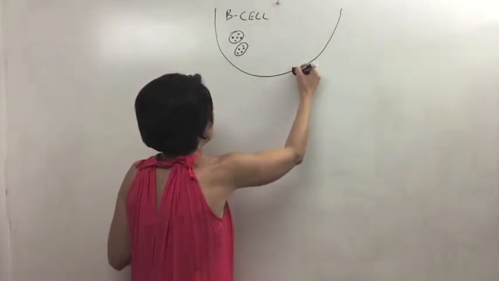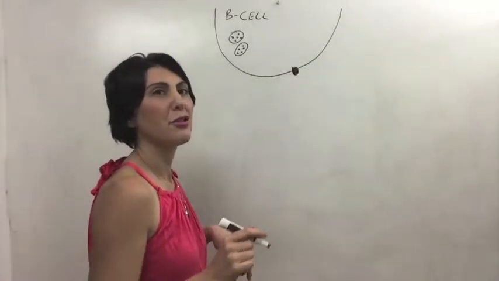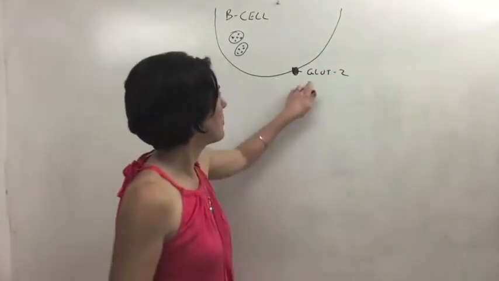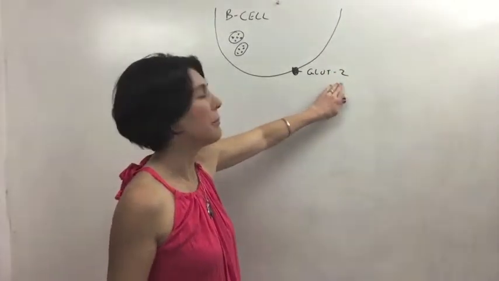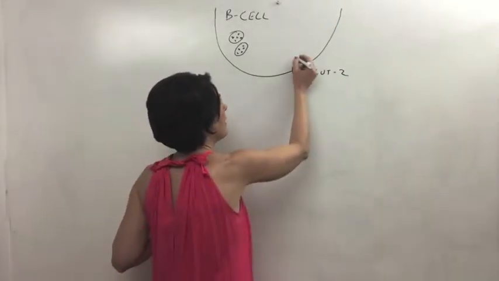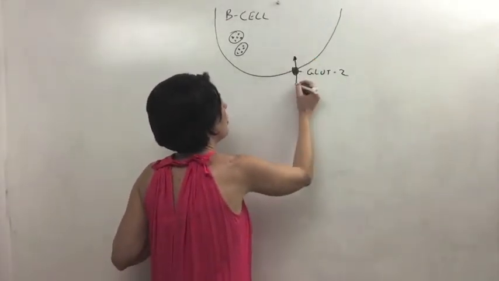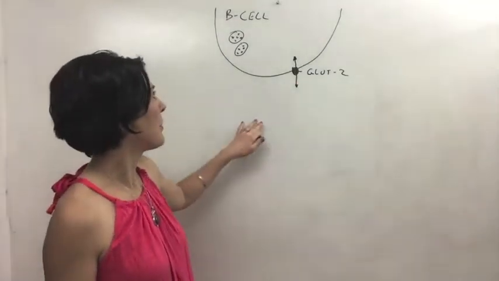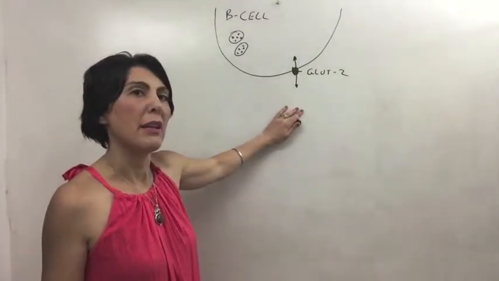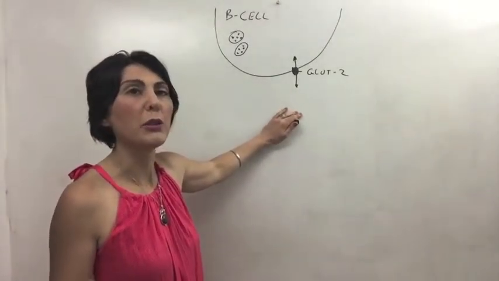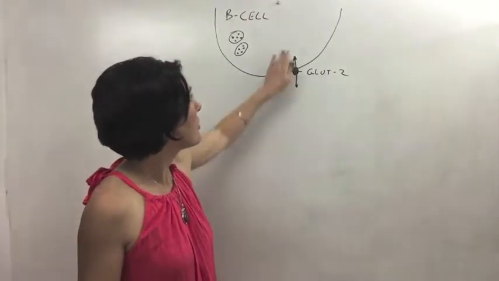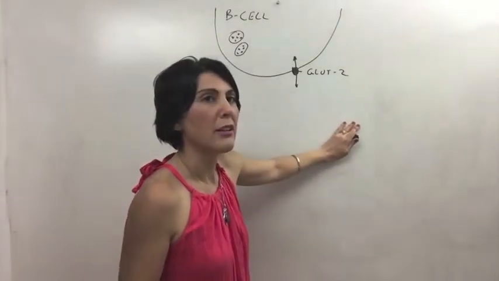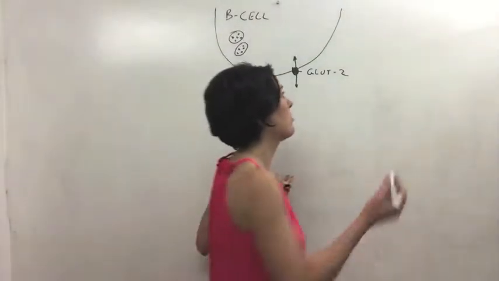In the membrane of the beta cells you have GLUT2 transporters, so GLUT2. Now GLUT2 stands for glucose transporter number 2, and these transporters allow for the movement of glucose in and out of the cell dependent on the concentration. So if glucose is high in the extracellular fluid or in the circulation, glucose is going to move into the cell.